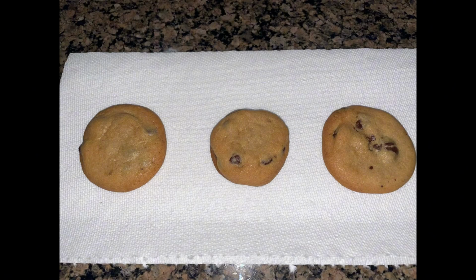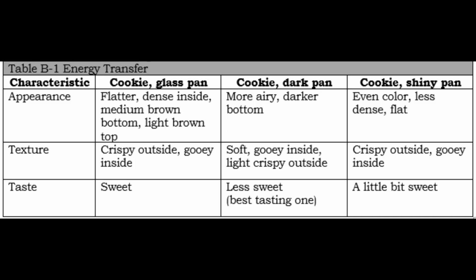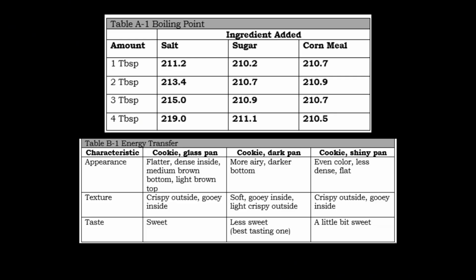Based on the appearance, texture, and taste, the Maillard reaction had the most effect on the dark pan because it absorbs heat more and bakes the cookies faster. And even though the glass pan also absorbs heat, it heats up more slowly, which causes it to be lighter. Overall, I enjoyed this lab.